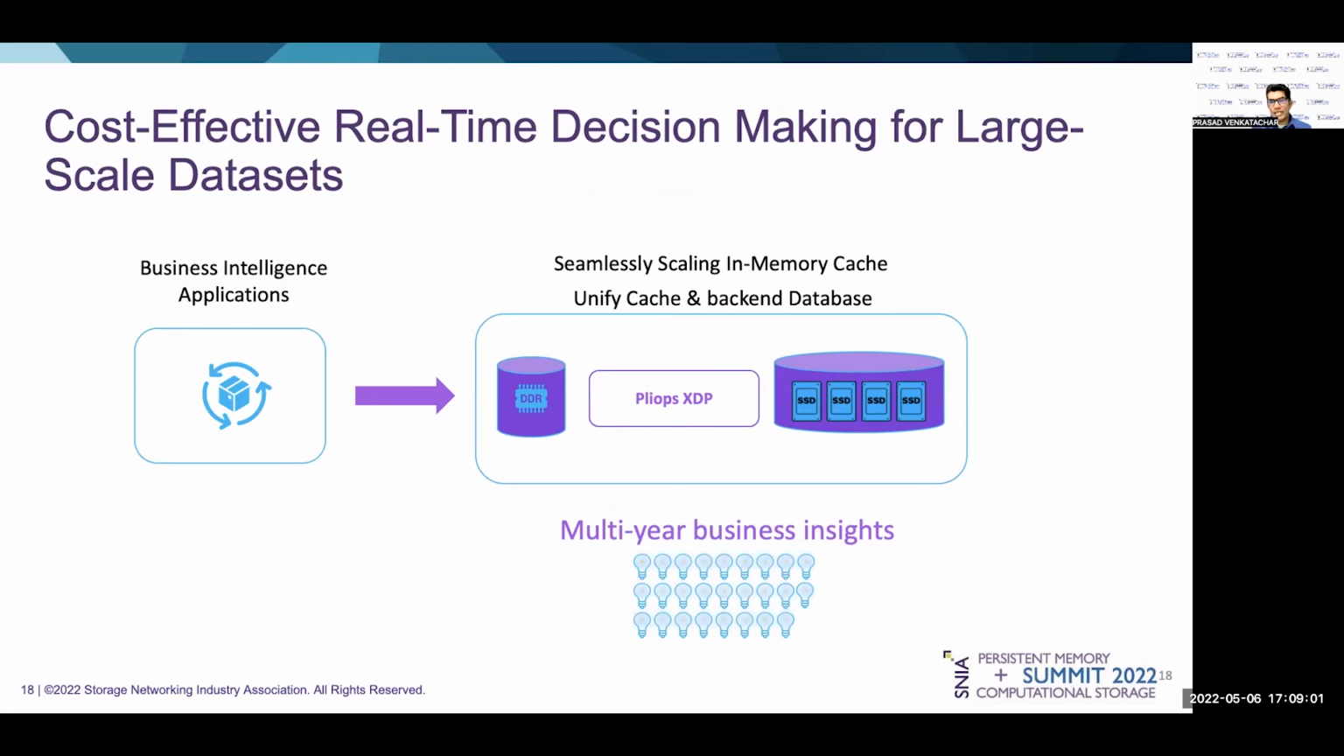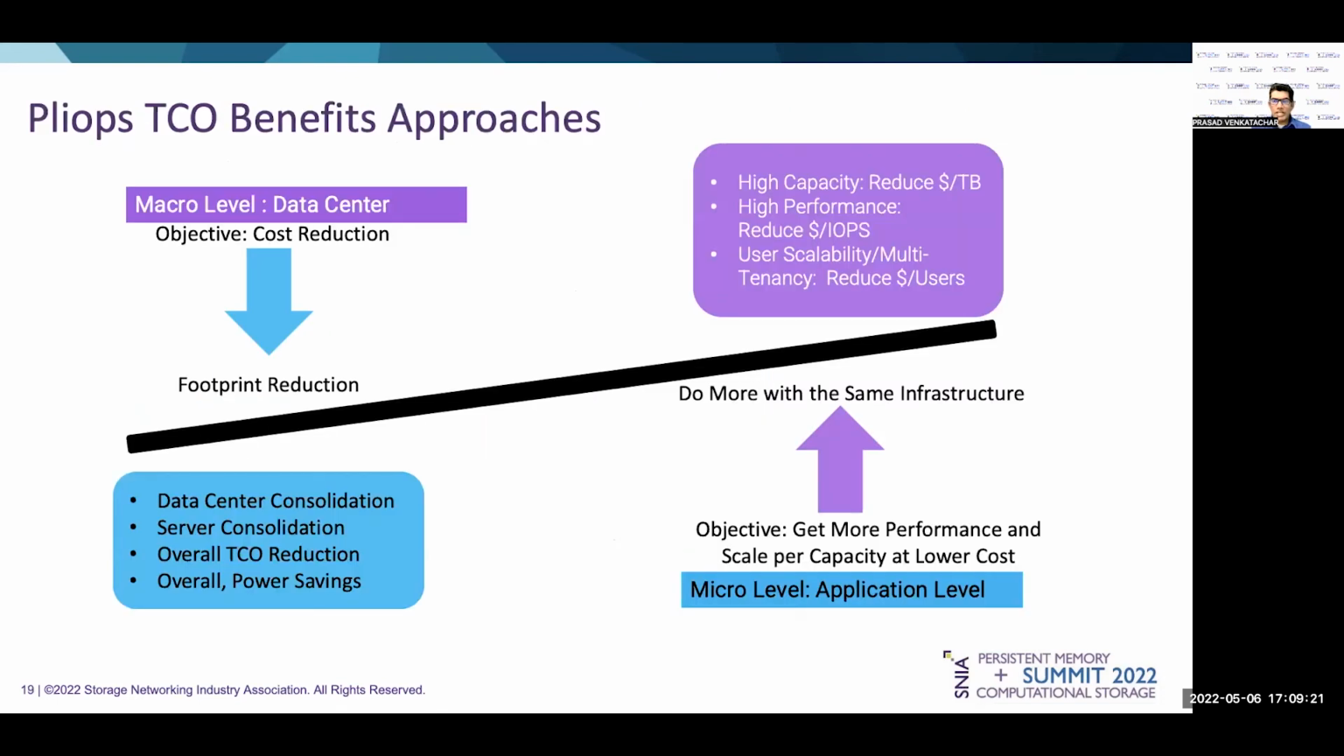So you can seamlessly expand the in-memory cache to a large data set, or even think of unifying the cache and the backend database into one large entity. This enables multi-year business insights rather than storing a smaller data set. Now look at the cost effect. You can look at this from a macro level, the data center level, reducing the data center footprint, servers and everything, or at an application-specific micro level: high performance, high capacity, reducing the dollar per terabyte and dollar per IOPS. You can approach it from either direction.